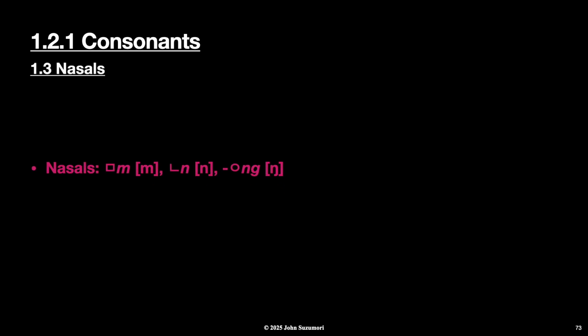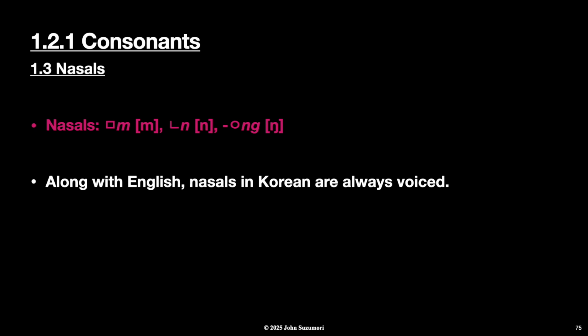There are three nasal sounds in Korean, namely bilabial, alveolar, and velar nasals. Note that this three-way distinction parallels the plosives in terms of place of articulation. Specifically, mieum and ieung are bilabials, digeut and nieun are alveolars, and giyeok and ieung are velars. As sonorants, nasals are always voiced in Korean.